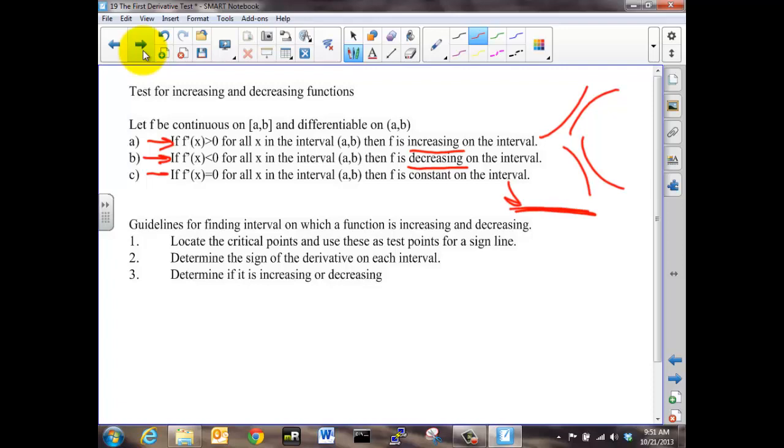Now, how do we find those? Locate the critical points. What are critical points? Yep. Locate the critical points. That means find the derivative, set it equal to 0. Determine the sign of the derivative. That's with the sign line we just did. And then determine if it's increasing or decreasing by using these rules up here. So everything we talked about is summarized in that one sheet of paper there.